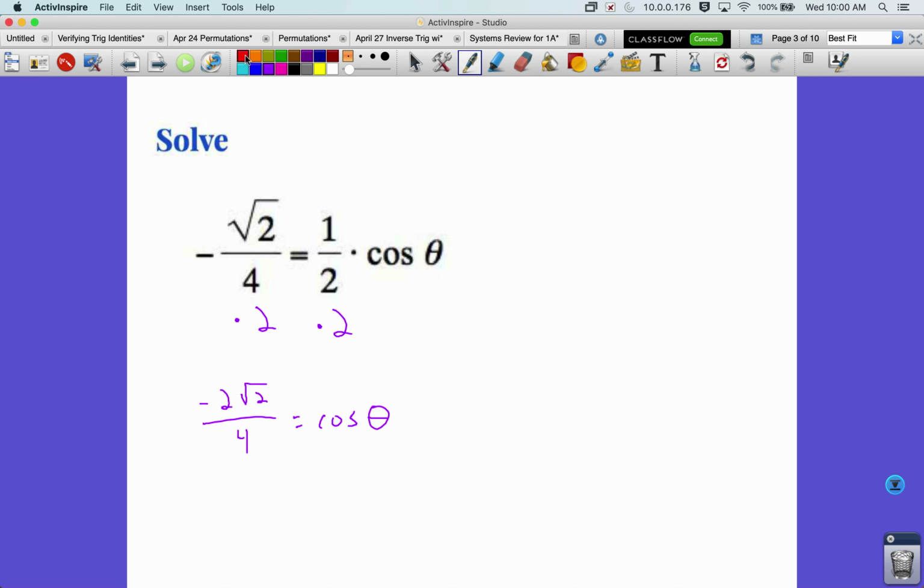Can this be simplified at all? It can. We can cancel out that 2 and turn this 4 into a 2. And now we have negative root 2 over 2 equals cosine of theta.